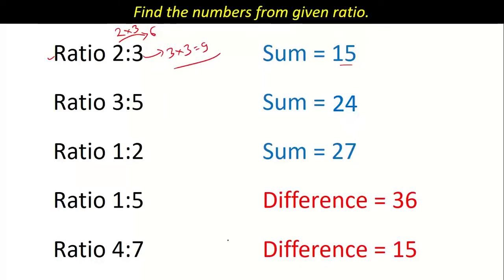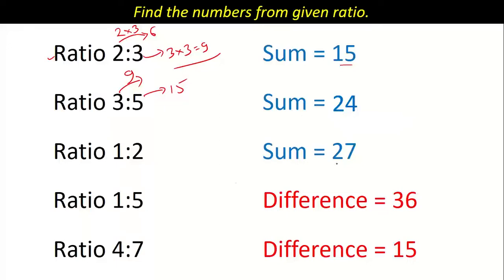Second example, 3 and 5, 8 parts, and the sum is given as 24. So 8 parts is 24. Again, one part is 3. So 3 3s are 9, 5 3s are 15. Next example, the ratio is given as 1:2 and the sum is 27.